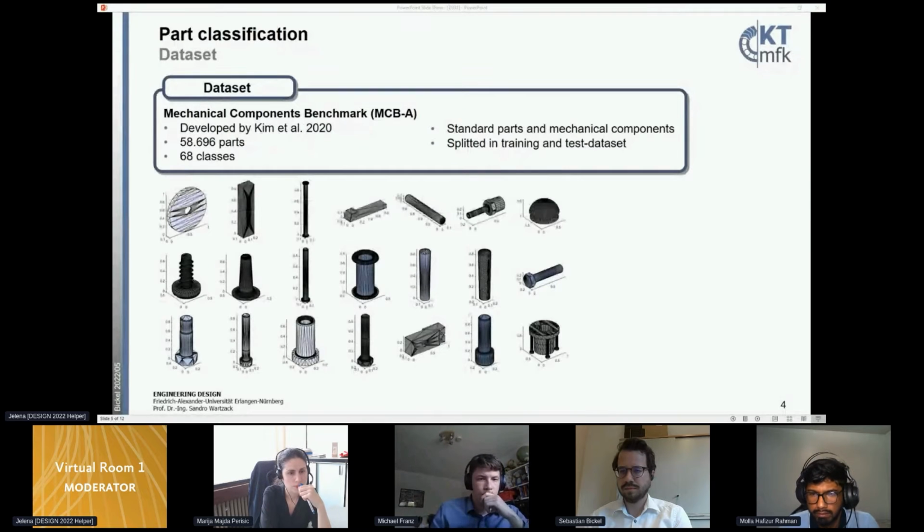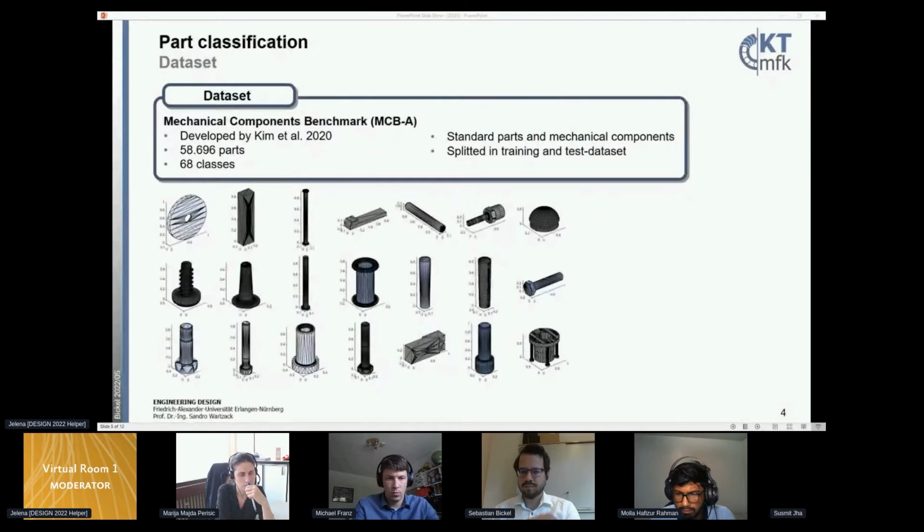This picture shows randomly selected parts from the dataset, varying from screws and washers to clamping jaws. For good comparability, the dataset is pre-split into test and training datasets.